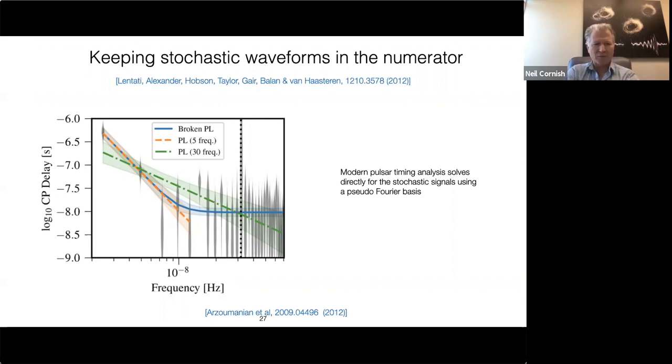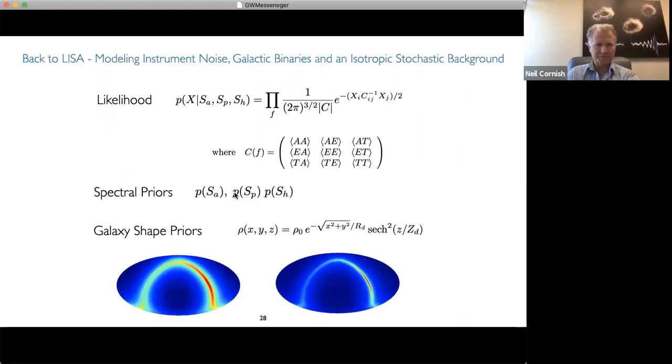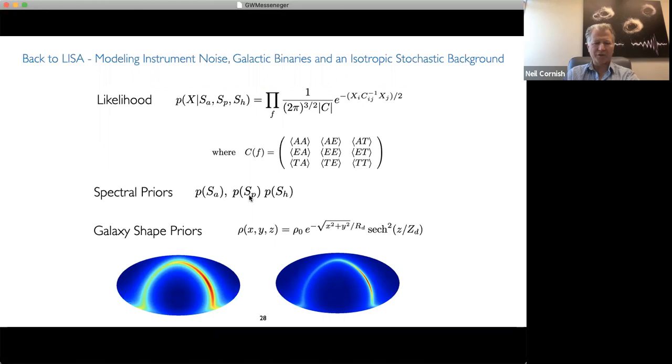And the reason that it's done that way in pulsar timing is that the matrix inversion is extremely expensive because it's not diagonal, it's not stationary, and it's all done in the time domain. So by keeping the signal on the numerator, it actually simplifies the matrix inversion. So it's much faster to actually just directly simulate and solve for the individual components of the stochastic signal. So in the case of LISA, we use this spectral separation.